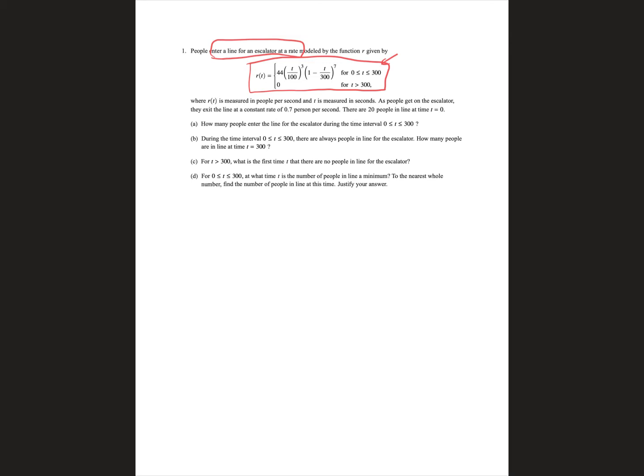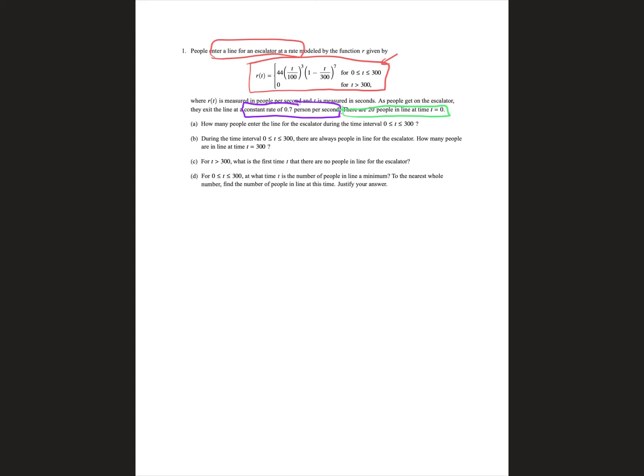And then you're given another rate, but it's almost like hidden in the problem, of people exiting the line. And that exit line rate is right here. It's a constant rate of 0.7 person per second. And then you're also given an initial value of people in the line, which would be 20 people in the line. So we're going to end up using all those pieces of information at some point during the problem. So let's talk about part A.